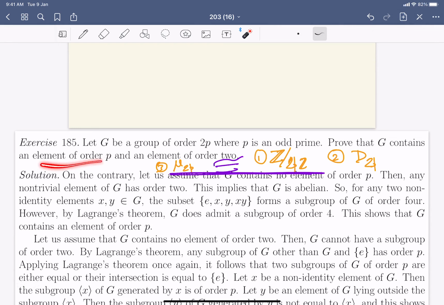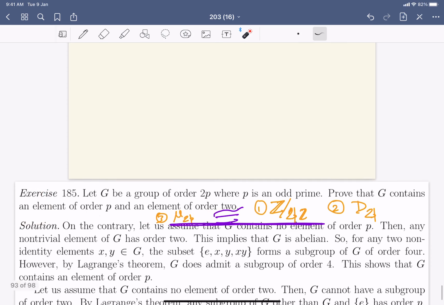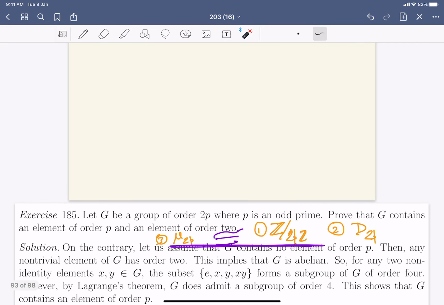So we need to show that G contains an element of order p and an element of order 2. Let's focus on the main examples just to convince ourselves that this can indeed be so. Of course we need a proof. By studying these two cases, that will not lead us to a proof, unless we prove something else.